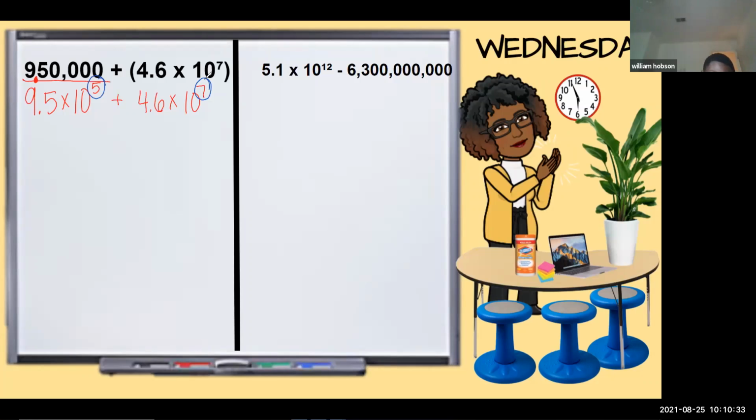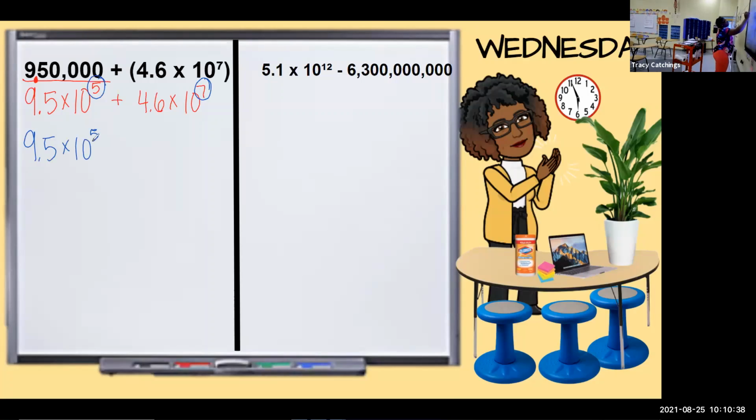So that means the second one, we need to change that to a 5 as well. I believe your notes told us if we shift left, we're going to add to the exponent. And if we shift right, we're going to subtract from the exponent, correct? Yes. All right, so it gets from 7 to 5, we're going to shift 2 to the right. So now we have 460 times 10 to the 5th.